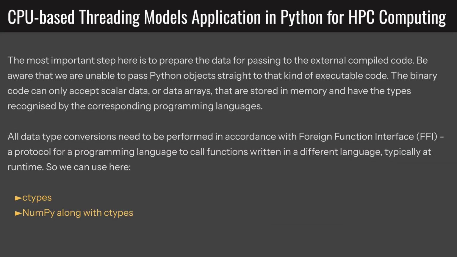The most important step here is to prepare the data for passing to the external compiled code. Be aware that we are unable to pass Python objects straight to that kind of executable code. The binary code can only accept scalar data or data arrays that are stored in memory and have the types recognized by the corresponding programming languages. All data type conversions need to be performed in accordance with Foreign Function Interface, FFI, a protocol for a programming language to call functions written in a different language, typically at runtime. So we can use here either ctypes module or an interplay between NumPy with ctypes.